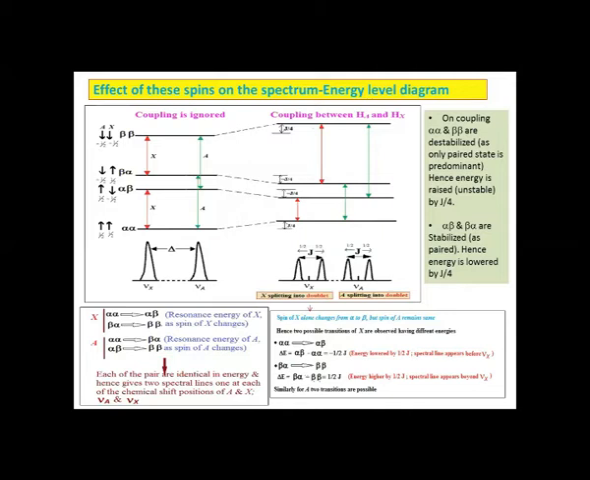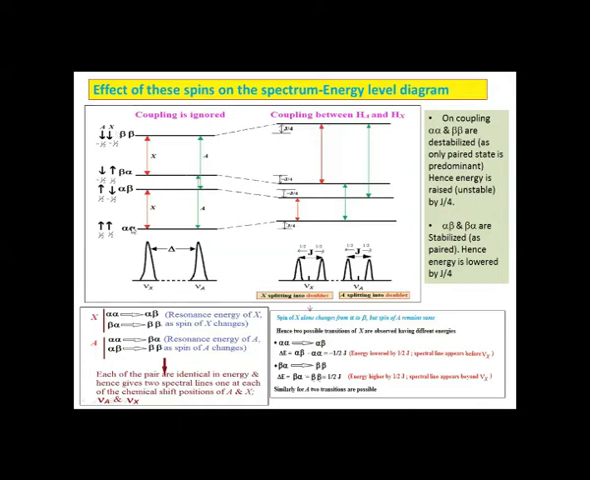And a convenient notation for these spins is that the spin states which are pointing upwards are designated as alpha spin, which has a value of plus half, and the spin states which are pointing downwards are designated as beta spin, which has minus half. So these are the spin states of proton A, and these are the spin states of proton X.